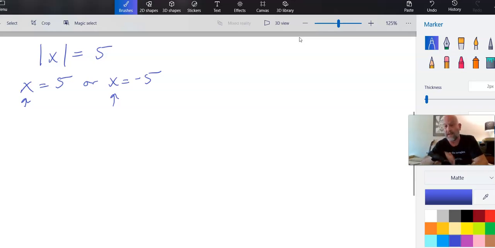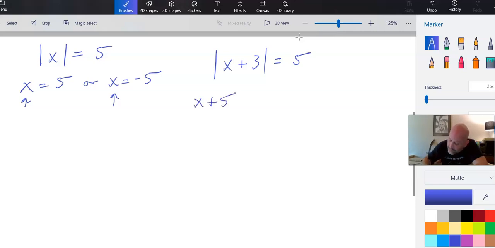The way you get rid of an absolute value is to split it into two equations. So if I have something like this, the absolute value of x plus 3 is equal to 5, I still split it up. I take what's inside the absolute value, and this x plus 3, if it's equal to positive 5, then when I take its absolute value, I get positive 5.